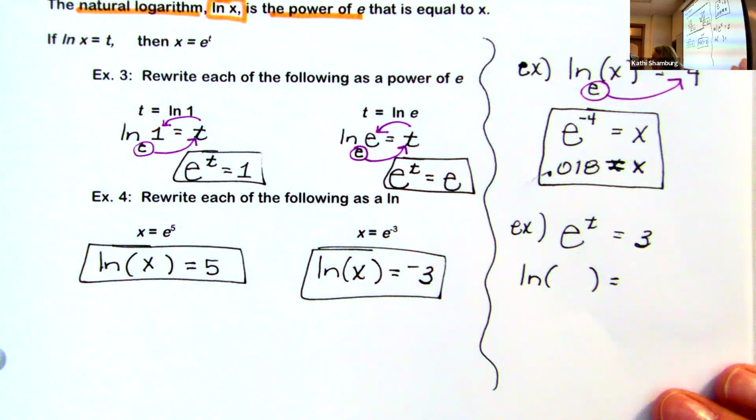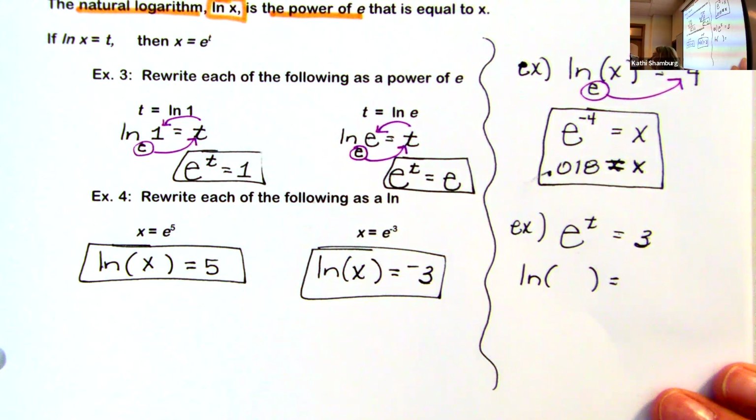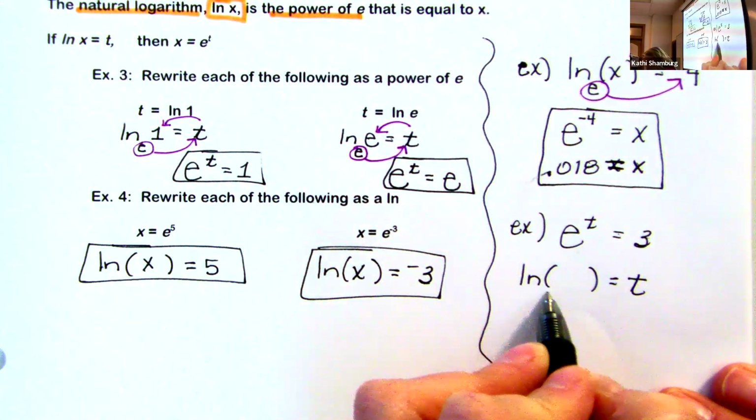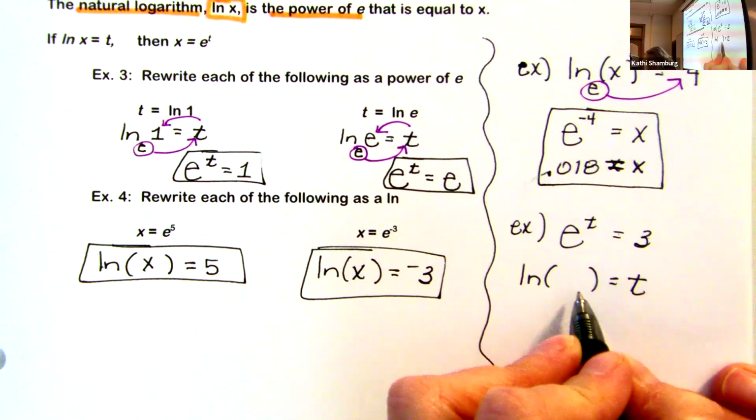Now I need to fill in everything. Well, natural logs always equal the what? Exponent. And what is my exponent? T. I know the E is what is down here as my base. So what goes in here?